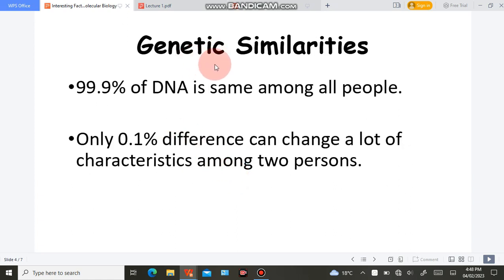So you can imagine that only 2% of our genetic material is functional, and the rest of the genetic material is non-functional. There are some genetic similarities among individuals of the same species, and there are also some genetic similarities with other species. For example, 99.9% of the DNA of one individual is the same as the second one. If we compare the DNA of two persons, we shall find 99.9% similarity. Only 0.1% difference is there between their genetic material, and this 0.1% difference is responsible for their different phenotype.